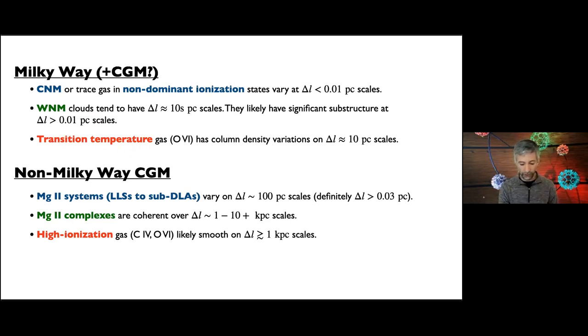When we look at the transition temperature gas, it seems like the scales that are important there are 10 parsecs and above. And you see a similar behavior as you go to larger scales in CGM measurements, as you go from the magnesium-2 systems to the higher ionization state systems, moving over larger scales. We think we know there's not structure well below a parsec in magnesium-2 systems. But the thing that intrigues me is they're certainly coherent over very large scales, even if we don't see them vary on the smallest scales that we're looking for. So I'm happy to answer questions, and thanks for listening.